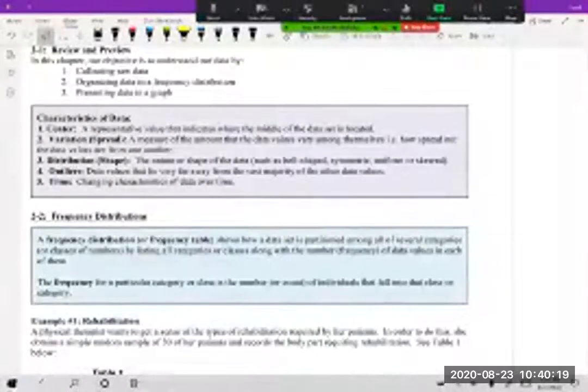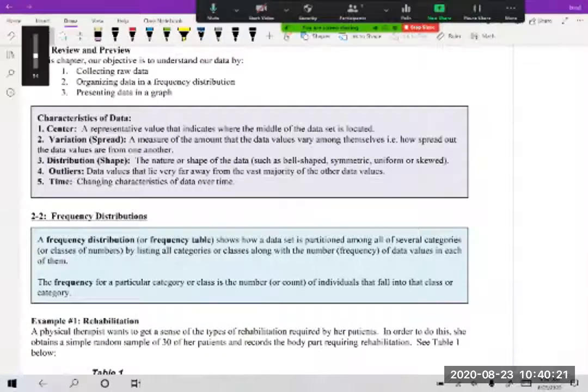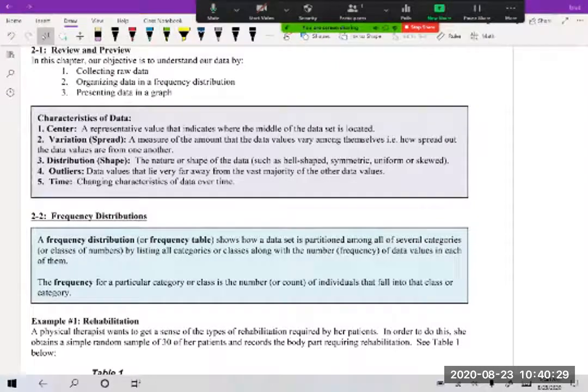Okay, guys, so we're going to start on chapter 2 today. Chapter 2 is basically dealing with frequency tables, relative frequency tables, and histograms. And it's a pretty nice section, just involves a lot of tables. So it's just something we're going to get used to.